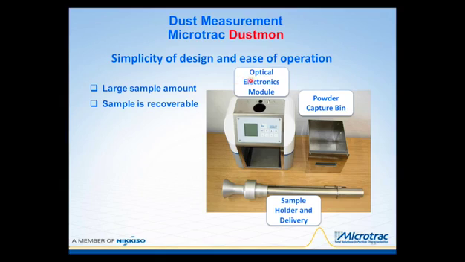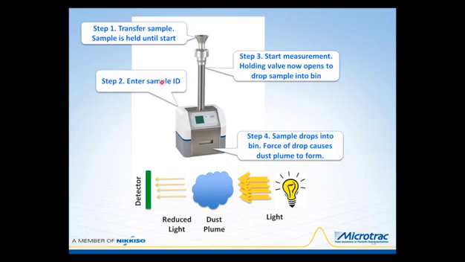One is the optical electronics module. Then there's the powder capture bin. This powder capture bin slides into this place here. Then we have the third, which is the sample holder and delivery. And I'm going to discuss this as an instrument in just a second. Now let's take a look at operating the instrument.